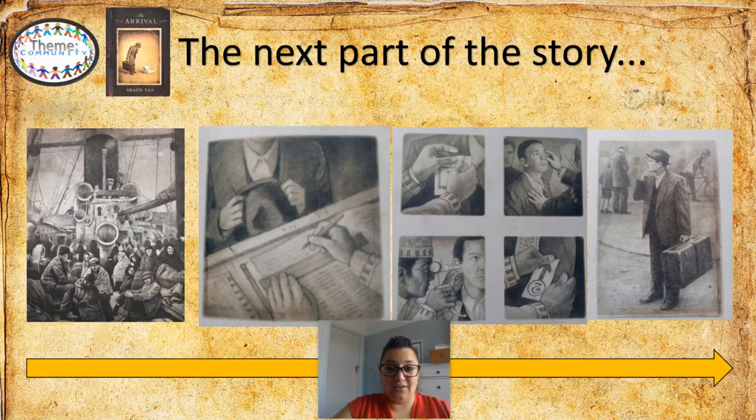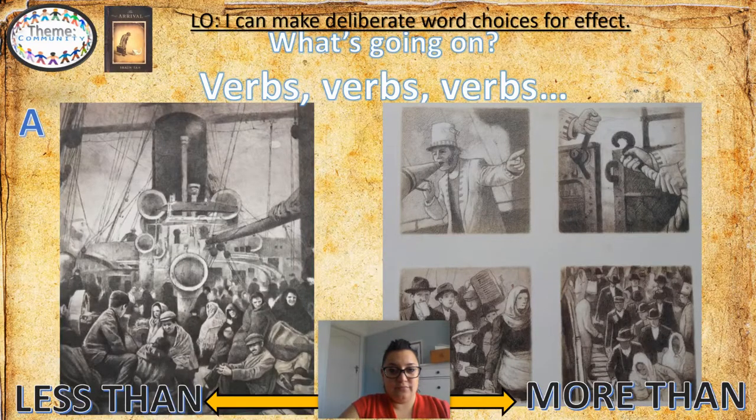We're going to be using this part of the story to help us make some deliberate word choices to affect our reader. Here's how. I'm going to show you those 4 parts of the story again. And for each part, we're going to break it down into its verbs. And from there, I'm going to show you how we can develop those verbs to create an effect on our reader.